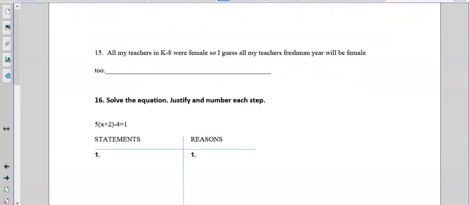All my teachers in K8 were female, so I guess all my teachers in freshman year will be female too. Again, you're basing that on what you've seen. So that's going to be inductive.